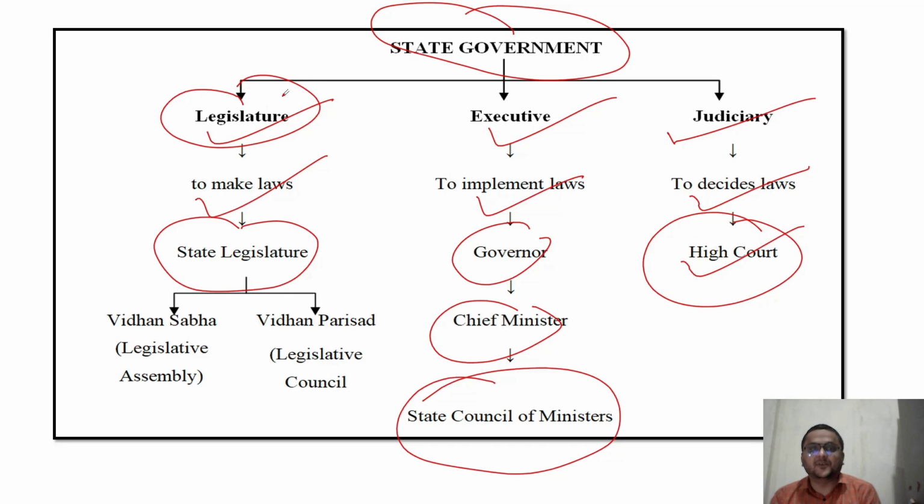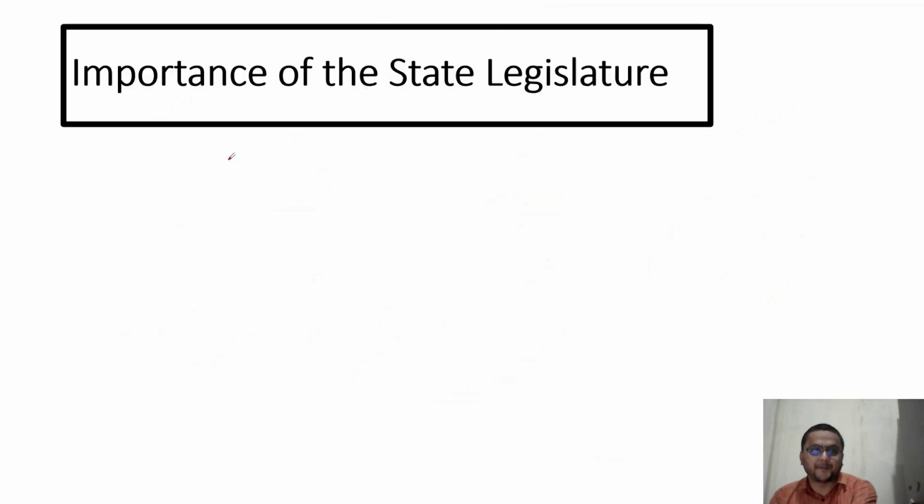Today, in this video, we will be talking about the legislature of the state. The legislature makes laws, and in a state there are two houses if it is a bicameral legislature. One is Vidhan Sabha, also called Legislative Assembly, and the other is Vidhan Parishad, also called Legislative Council. Let's start. We are going to discuss state legislature in India.